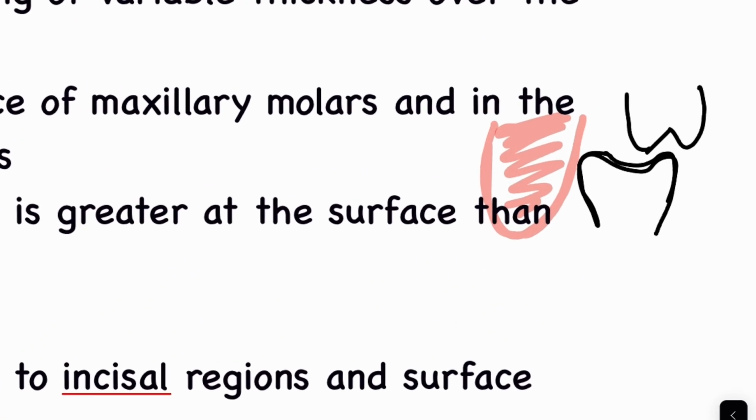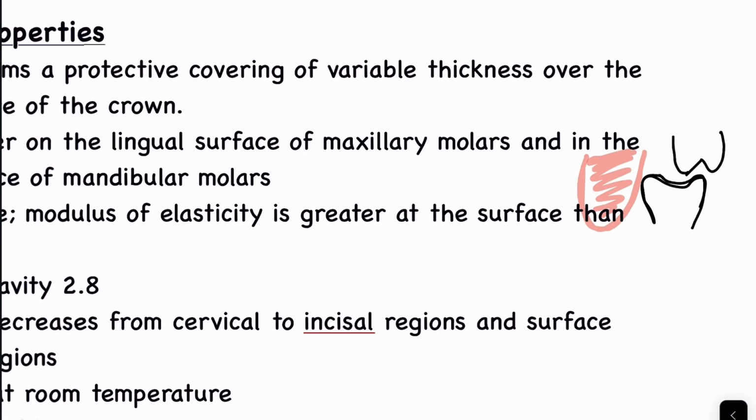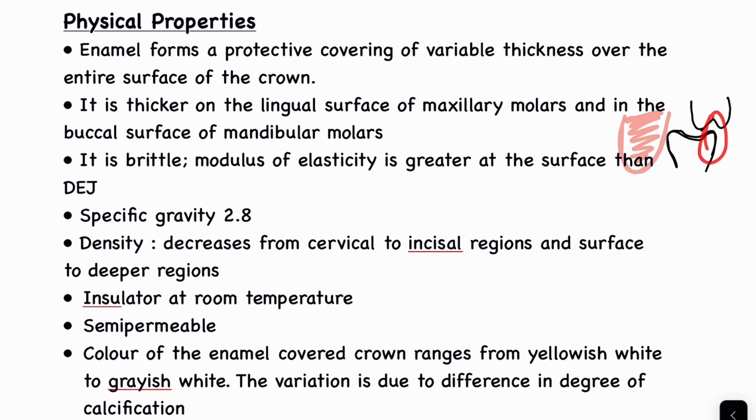So what happens is that this is your maxillary molar and this is your mandibular molar. Okay, so the enamel will be thicker over here and over here. And why so? Because these are the functional cusps. Okay, so when we chew, these are the main cusps that come in contact and they help in chewing. That's why enamel is thicker on these two cusps.